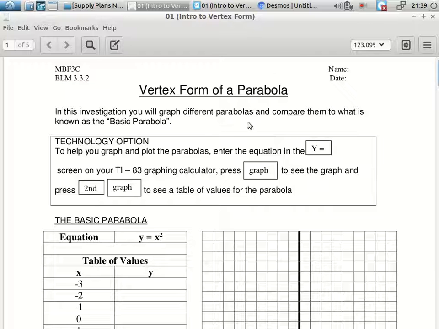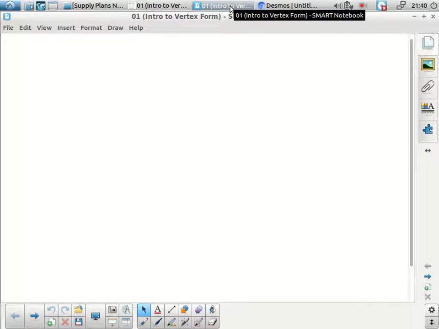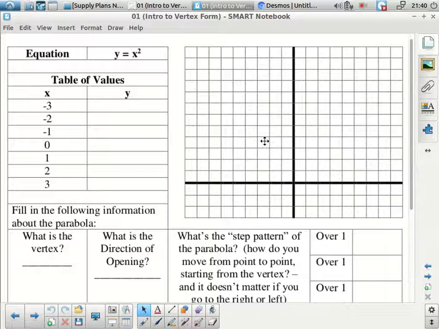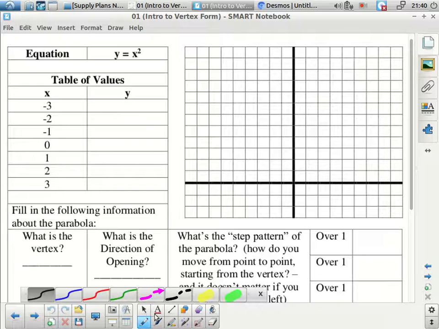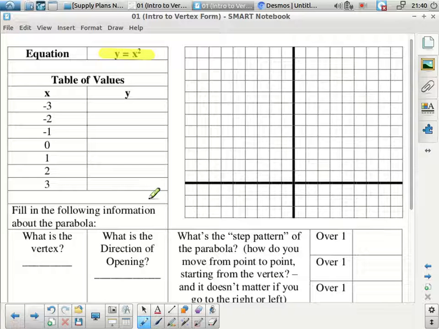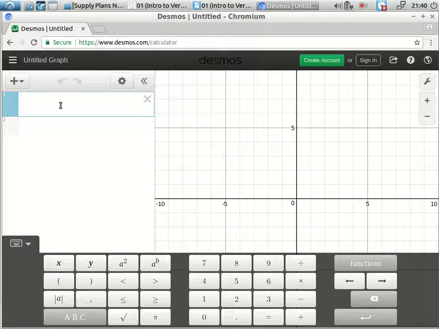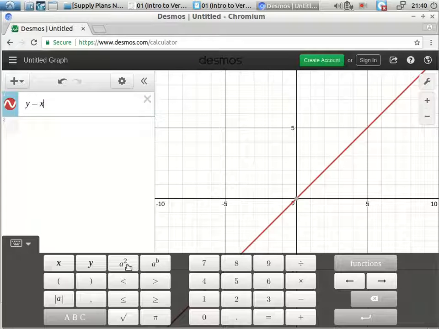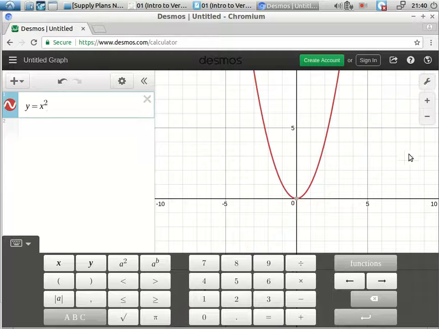Okay, so once you have this form, I'm going to switch over to my notepad here. My first equation is y equals x squared. So I'm going to go over to Desmos and just put that equation in. Same way like yesterday, so I have y equals x, and the squared exponent is right here, this little a squared. So here's the basic shape. That's what my parabola looks like, this U-shaped curve.